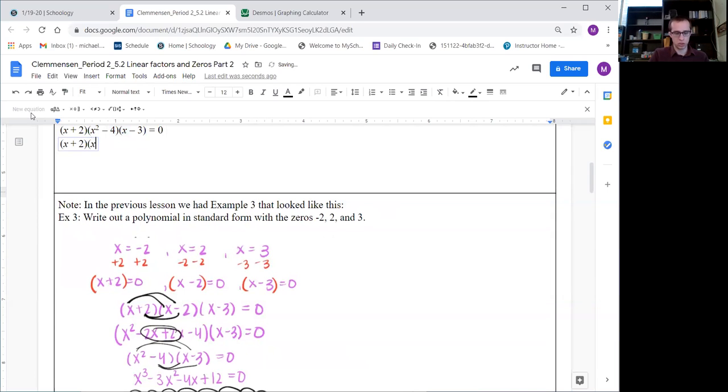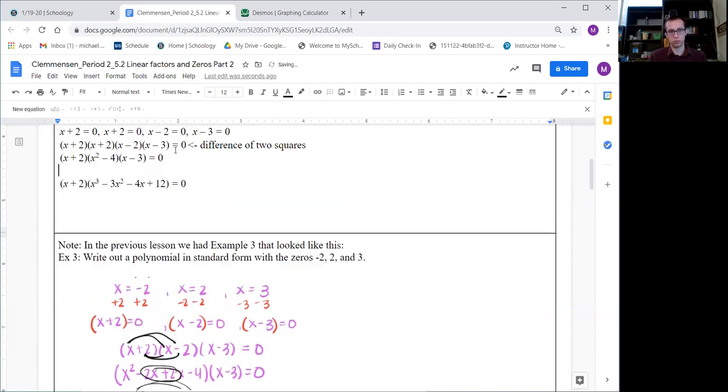Times x cubed minus 3x squared minus 4x plus 12. And again, I got that from down here. We had done that math yesterday in one of our problems. So we already know what that answer is. We already know what that FOIL works out to. Now we'll FOIL out this last part. Show that FOIL.